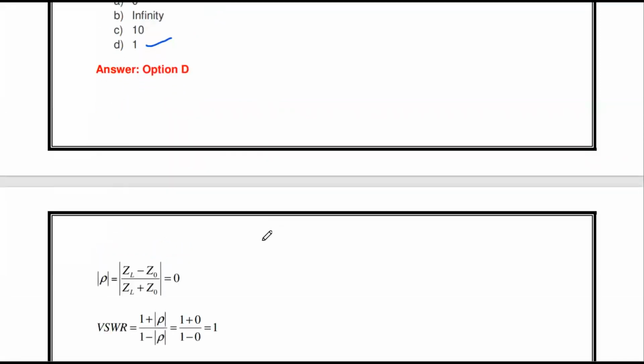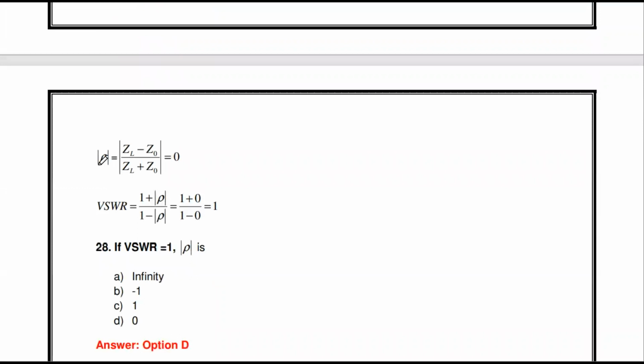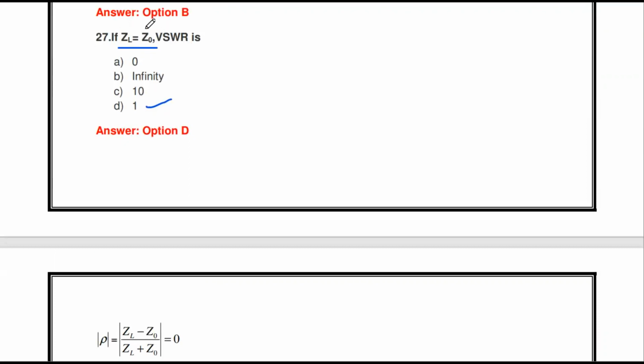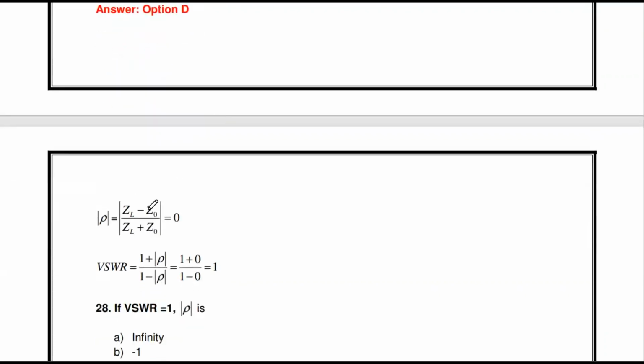Okay. So you see here, first we have to find the reflection coefficient. The reflection coefficient formula is ZL minus Z naught divided by ZL plus Z naught. Here the given condition is that ZL is equal to Z naught. If both the values are equal, the numerator is 0, and 0 divided by something is 0. So the reflection coefficient is 0 whenever the load impedance and the characteristic impedance are equal.